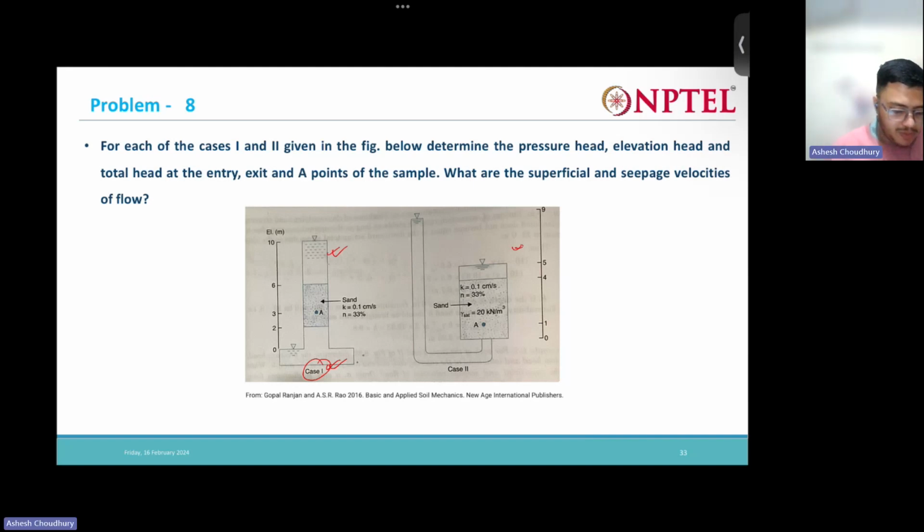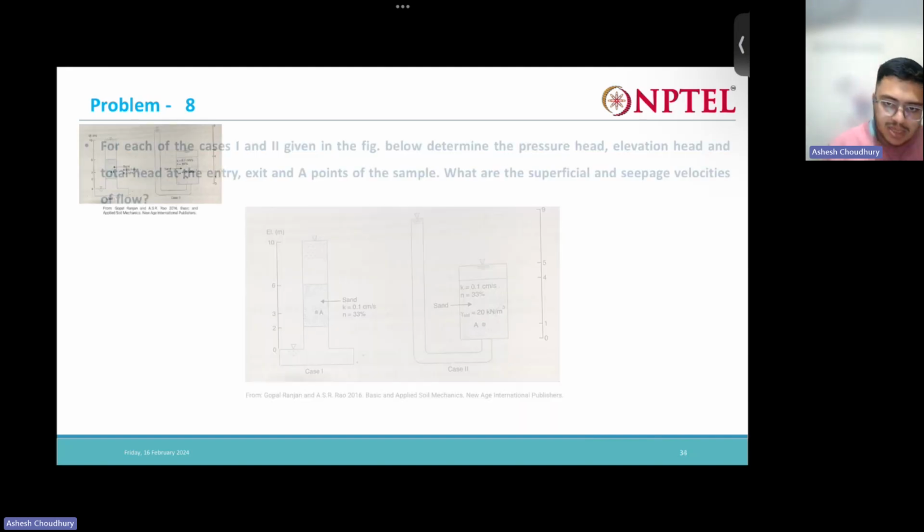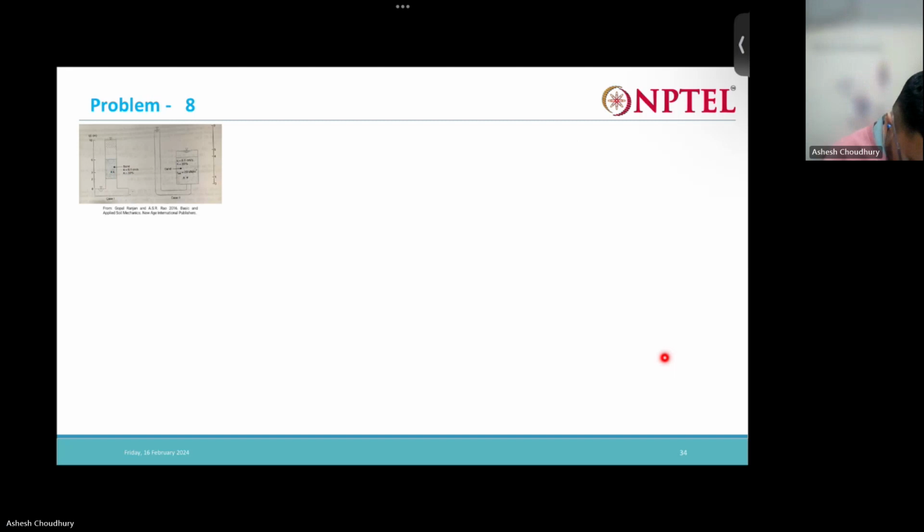Okay, so if you remember, this question was nothing but we need to determine some heads: the pressure head, elevation head, total head. All these things we need to determine at the entry point, the exit point, and the point A. So for that, what we did, we just made a table, right? So just make that table again. First, we write the point, then elevation head, pressure head, total head, and we have head loss.